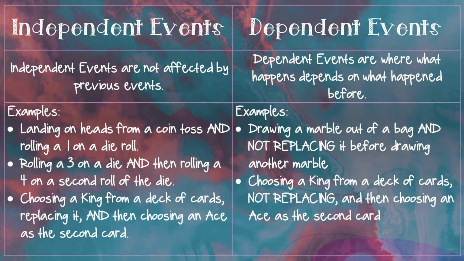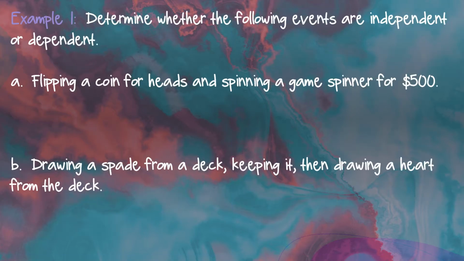Same thing with a deck of cards. If you choose a card and leave it out of the deck and then choose another card, that will impact the probability. So we'll do a couple examples of these, determining whether they are independent or dependent. Flipping a coin for heads and spinning a game spinner for $500. These are independent events because flipping the coin has nothing to do with the spinner. So that is independent.